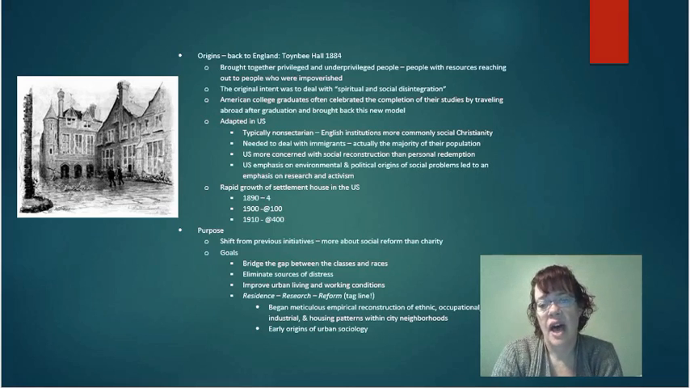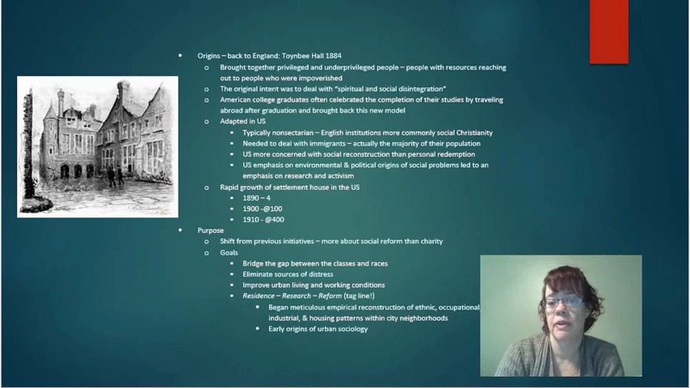The U.S. was more concerned with social reconstruction than personal redemption, and the U.S. emphasized environmental and political origins of social problems, which led to an emphasis on research and activism. There was a rapid growth of settlement houses in the U.S. In 1890, there were 4 of them. By 1900, there were 100. And by 1910, which is just the space of 20 years, there were 400 settlement houses.